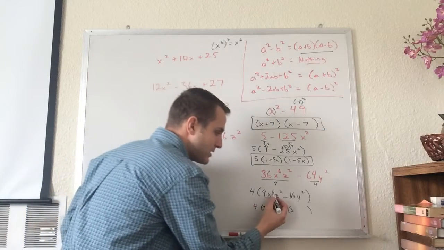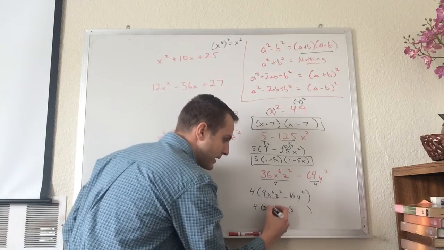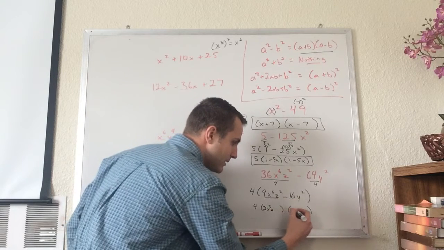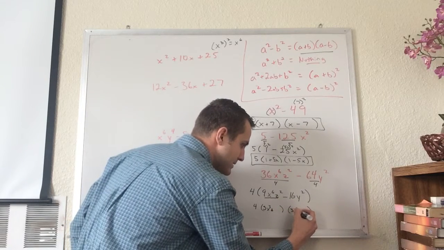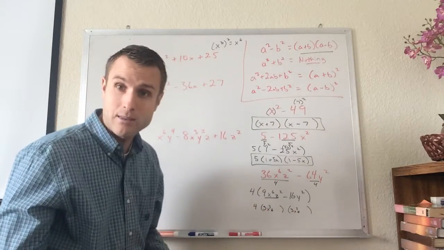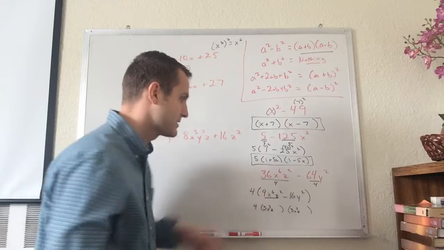So I'm going to divide each one of these exponents by 2. 6 divided by 2 is 3. 2 divided by 2 is 1. So my first one is 3x cubed z. If I square that, I get 9x to the 6th z squared.